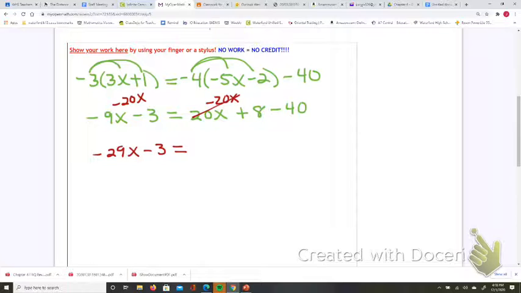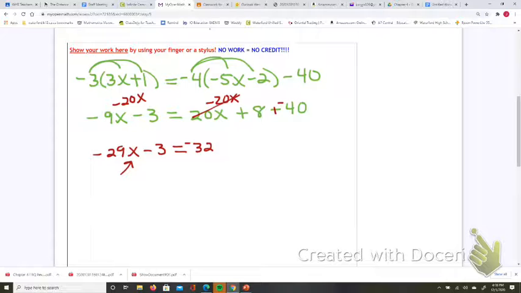Okay, now we have 8 minus 40. Do you see that right there? So I'm going to make the minus plus the opposite. So I have 8 positives plus 40 negatives. If you have both positives and negatives, you subtract. 40 minus 8 is 32. I had 8 positives and 40 negatives, so my leftovers are all negative. And so now I have negative 29x minus 3 equals negative 32.